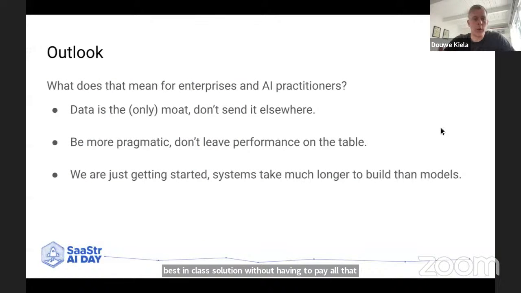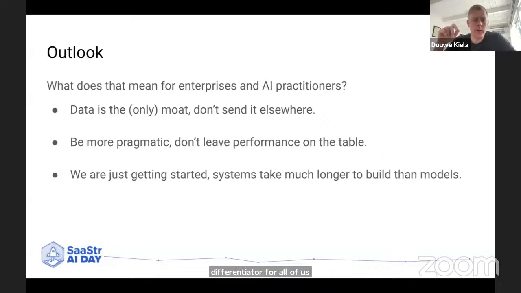So the outlook and sort of final slide of my talk. What does what I just told you mean for enterprises and AI practitioners? I think the key observation here is that for companies, and this is true now, but it's going to be even more true in the future, data is really the only moat. So if you are a big enterprise, you have a lot of valuable data, you really want to be very careful with where you send that data, because in the long term, compute is going to get commoditized. Algorithms aren't that interesting anymore. Everybody's training some version of transformers and scaling them up. So it really is about the data, and the data is the main differentiator for all of us.